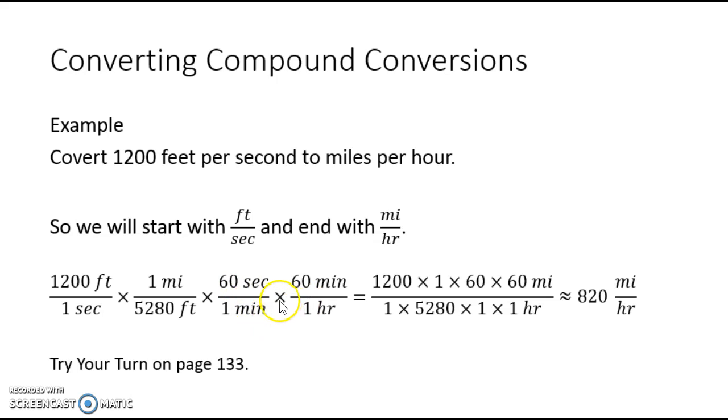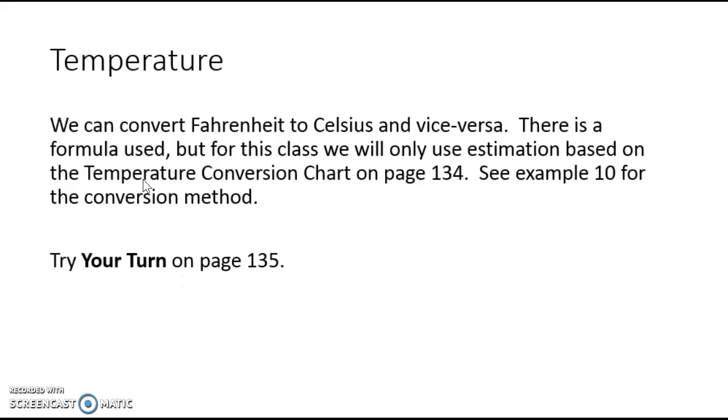And then in order to get from minutes to hours, I have the unity fraction of 60 minutes over 1 hour. Now notice when everything cancels out, your feet with your feet, your seconds with your seconds, your minutes with your minutes, I'm just left with miles per hour. And multiply everything on the top by everything on the bottom, and we're approximately 820 miles per hour. And notice I rounded that to 2 significant digits because my original starting amount, 1,200, was 2 significant digits.